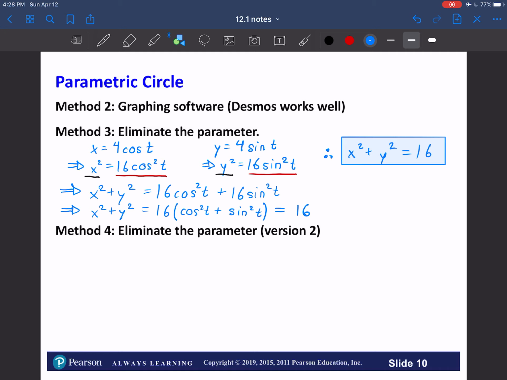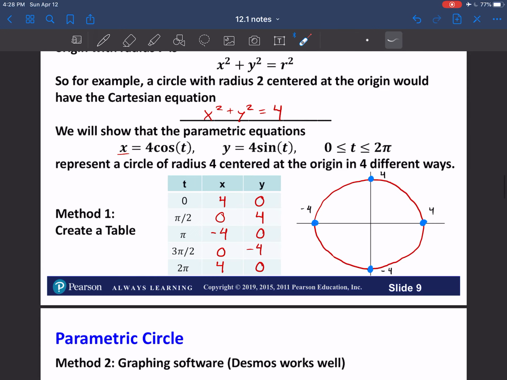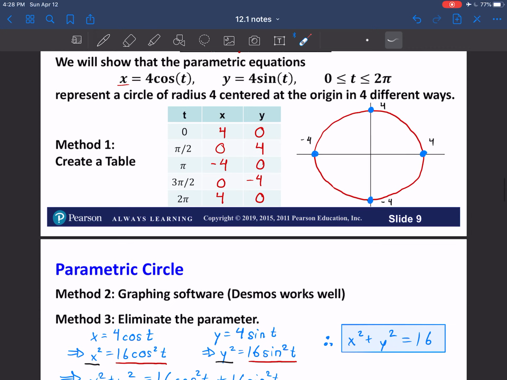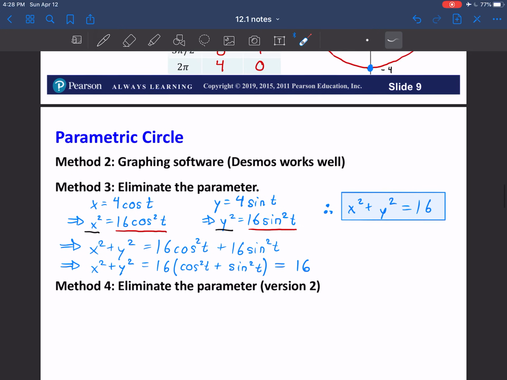So I guess the idea here is to notice that when your function includes sine and cosine, you could consider getting this to a form where you get sine squared of t plus cosine squared of t, and then things should simplify.